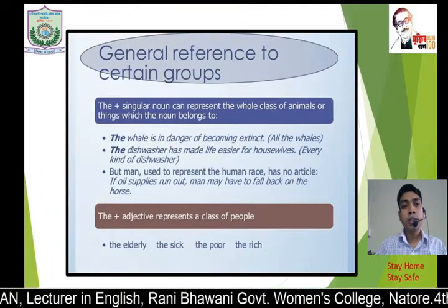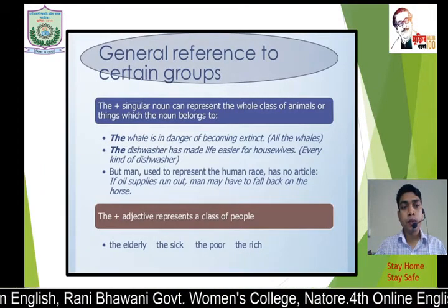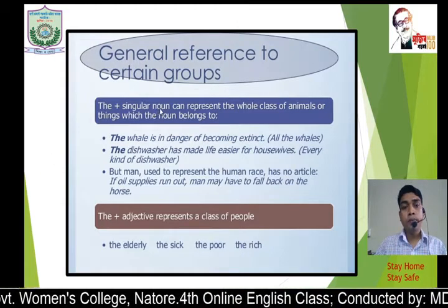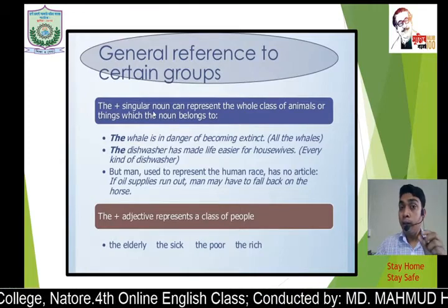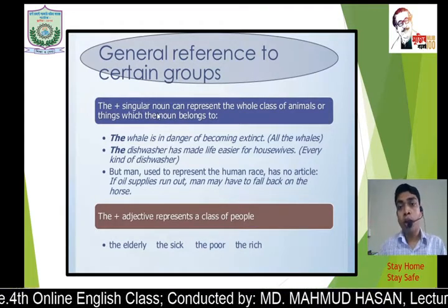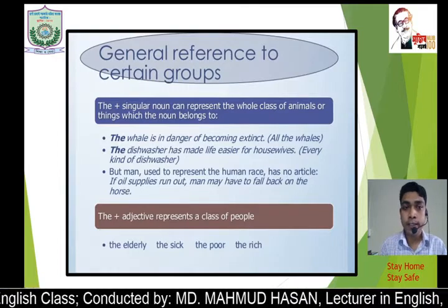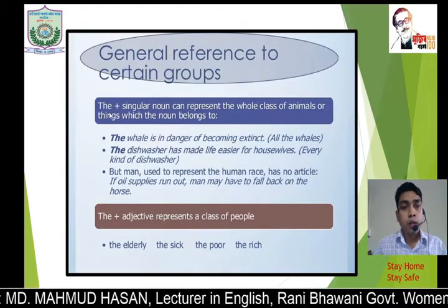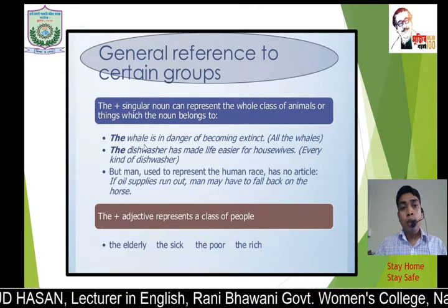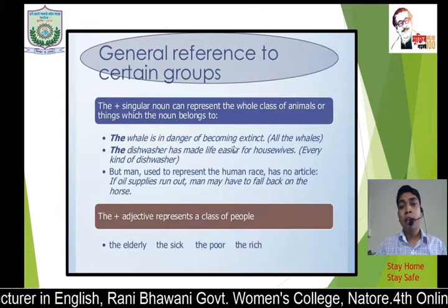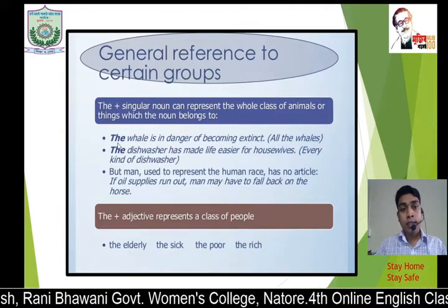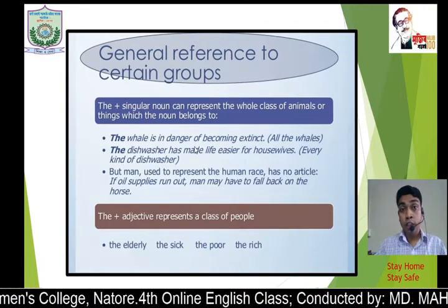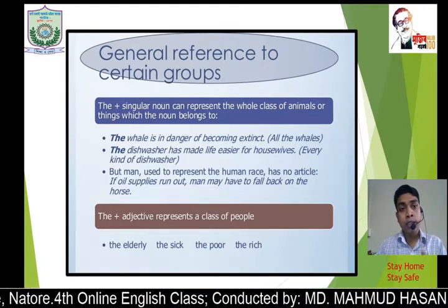General reference to certain groups. The plus singular noun can represent the whole class of animals or things which the noun belongs to. The whale is in danger of becoming extinct. The whale means all the whales. Generalization. All classes of whale.